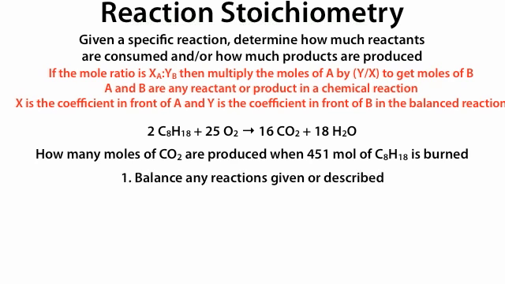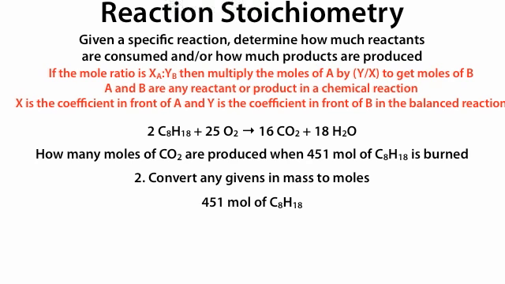Step 1. Balance any reactions given or described. Here we're given a reaction that's already completely balanced for us, so we don't need to do any work. Step 2. Convert any givens in mass to moles. We look at our givens, we see that we have 451 moles of C8H18. It's not in mass, it's already in moles, so again the work is done for us. We have 451 moles of C8H18.